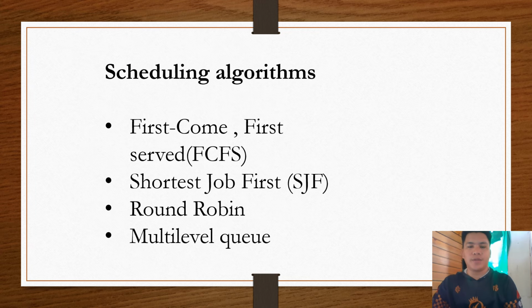Next are scheduling algorithms. There are different types of scheduling algorithms. First is first come, first served, or FCFS. Second is shortest job first, or SJF. Third is round robin, and lastly multilevel queue. Scheduling algorithms are strategies used by the operating system to decide which process in the ready queue should get the CPU next. Different algorithms optimize for various objectives like throughput, turnaround time, waiting time, and fairness.